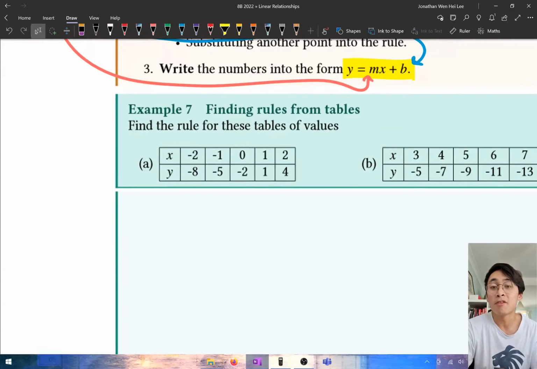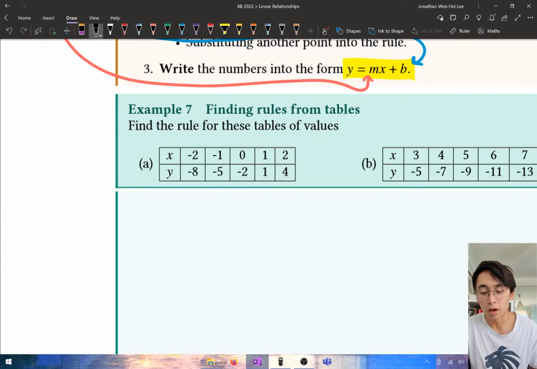Now in your booklet, some of you may have already gotten this first example down. That's great. I'm just going to go through this example again, just so that we are clear with the steps that we need to do. So when we are looking at a table of values like this, the first thing we want to find is the coefficient of x. Now the coefficient of x is just what number we go up or down by each time when we go across the table, across by 1 in each x value.